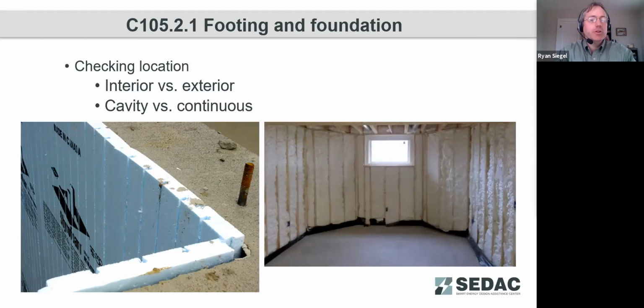So as far as our insulation and the location therein, again, we're looking at footings and foundations. So looking at, are we looking at interior insulation versus exterior? On the left here, that appears to be an external continuous insulation that is installed there. And on the right-hand side is a cavity insulation installed on the interior of the wall. And so again, checking, do we have this in the location and the type of insulation, cavity versus continuous, as was specified.